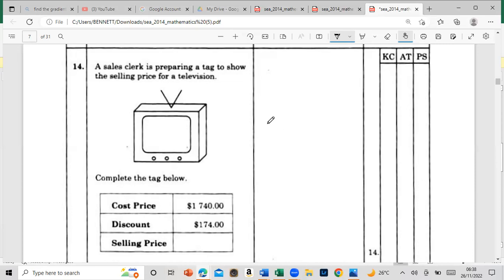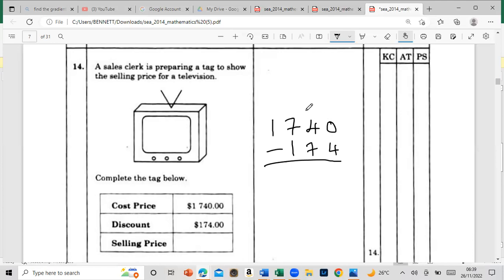All right, very nice question. So 1,740 minus 174. And we are calculating the selling price. The discount means there's a reduction in the price. So we're going to pay this less. So we're just going to subtract 4 from that.